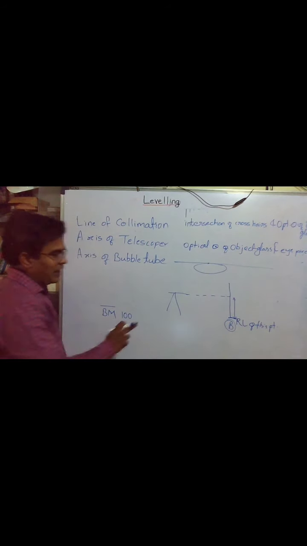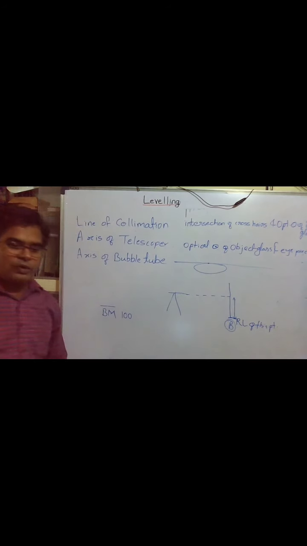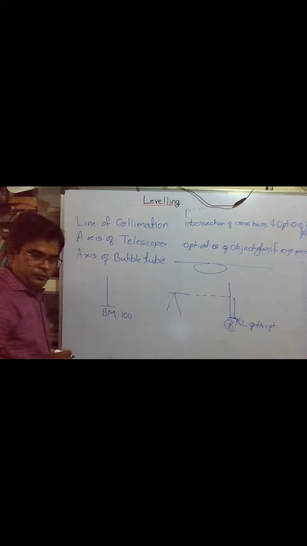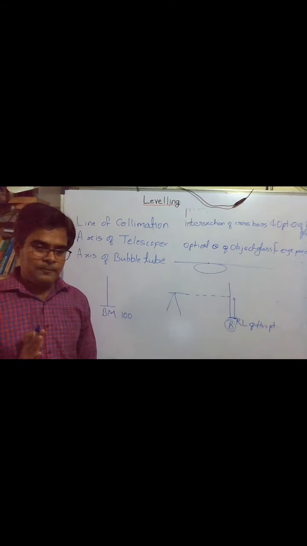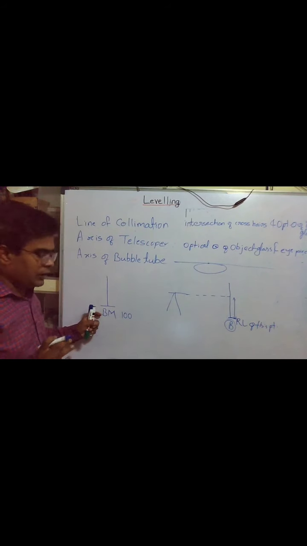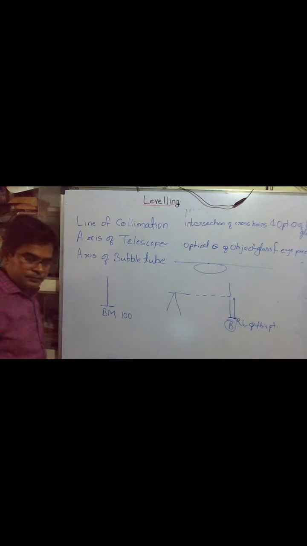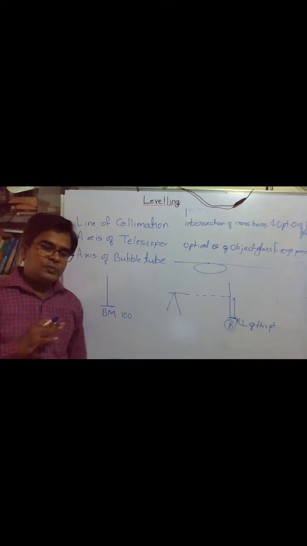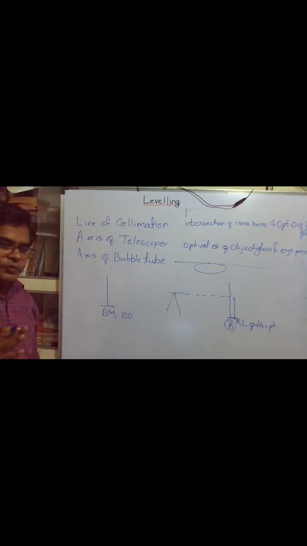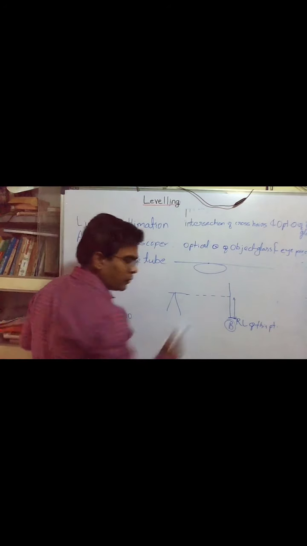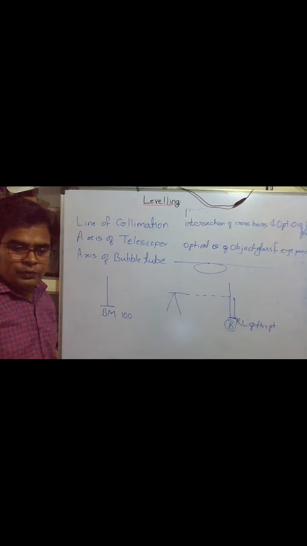And then I have to find the RL of this point. So what can I do? I will keep one staff on the benchmark. A benchmark is a point of known RL, whose RL is known to us. Let it be any permanent benchmark, GTS benchmark, anyone. That benchmark we know the RL, and now with respect to this point, we have to find the RL of this point. So what can we do?